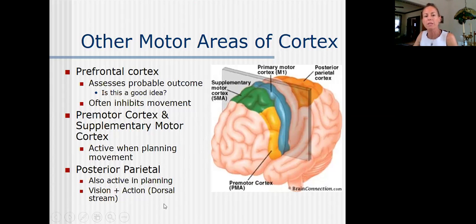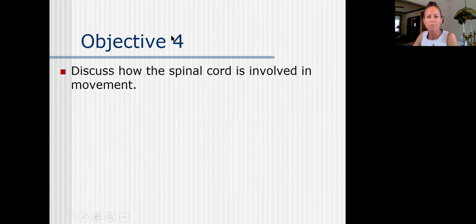And then finally, the posterior parietal, we've talked about before, that's our dorsal stream in vision. It is involved in just kind of knowing where things are. And again, it's also involved in planning movement, but that has to do with the orientation of your body toward whatever object you're moving on.